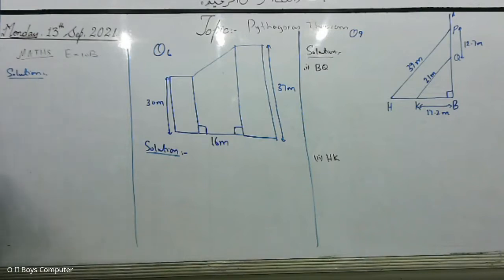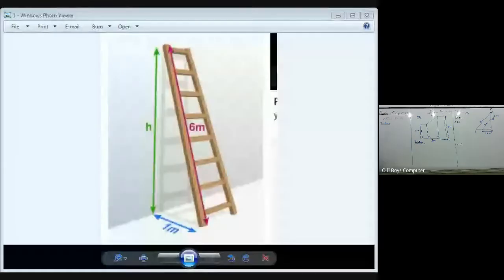In this picture you can see the ladder. First of all, I have to write down the theorem. The theorem says that hypotenuse square is equal to base square plus perpendicular square. Because I have taught you all the questions from exercise 10A, and you have learned the basic questions about Pythagoras theorem. The equation stands: hypotenuse square is equal to base square plus perpendicular square, right?